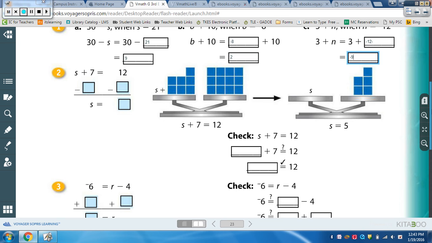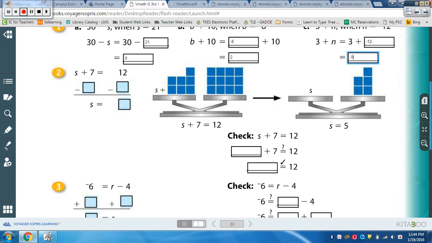S equals 5. So now we can check this solution. To check the solution of an equation, we substitute the solution for the variable in the original equation. If both sides of the equation are equal, then the solution is correct. Check the solution of the equation in problem 2. The solution is s equals 5.